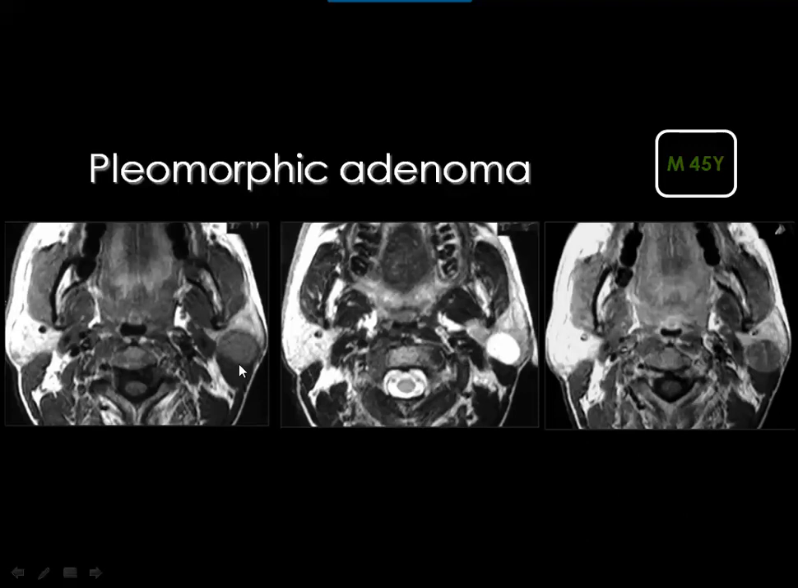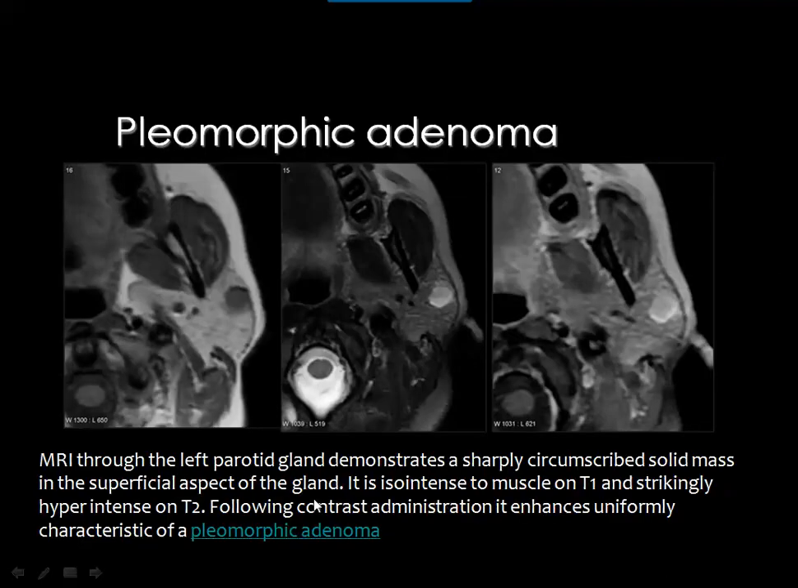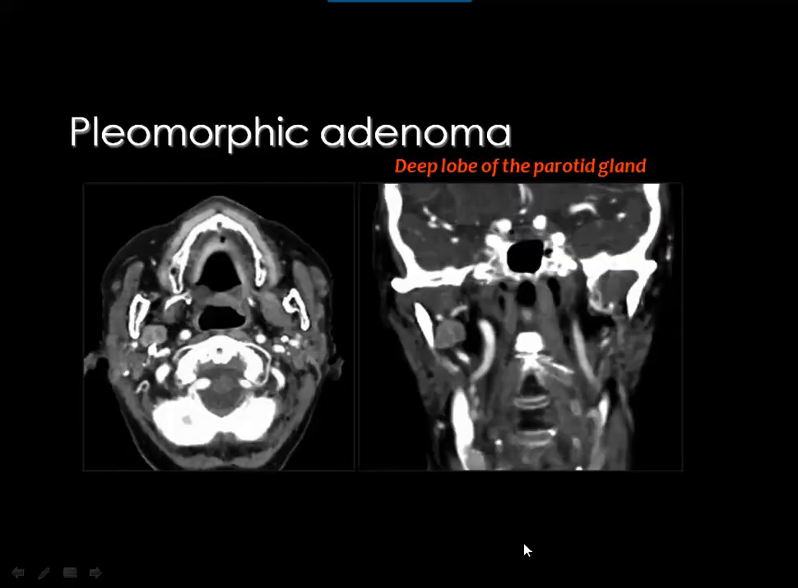And this is T1, and this is T2, and this is T1 post contrast. Then you see an intermediate signal lesion, which is bright in the T2 weighted image and shows faint homogeneous post contrast enhancement. This is also a pleomorphic adenoma, axial T1, axial T2, axial T1 post contrast. You see the lesion of intermediate signal and bright signal in the T2 with homogeneous post contrast enhancement.